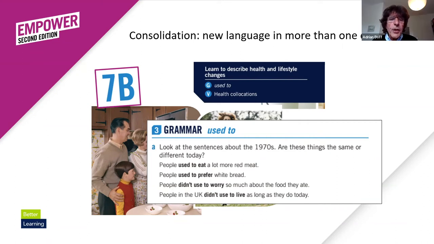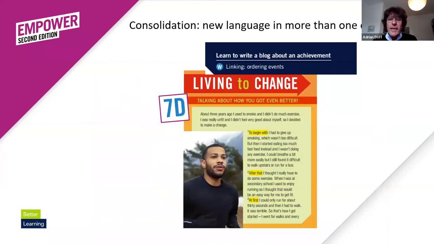Then in the third lesson, the C lesson, this goes off into a focus on conversational English. Then in the D lesson, the last lesson of the unit, there is a focus mainly on writing skills. And again, there is a new language focus. The focus here is on linking devices for ordering events. So to begin with, after that, at first, see the yellow highlights. So again, it moves into a new area.